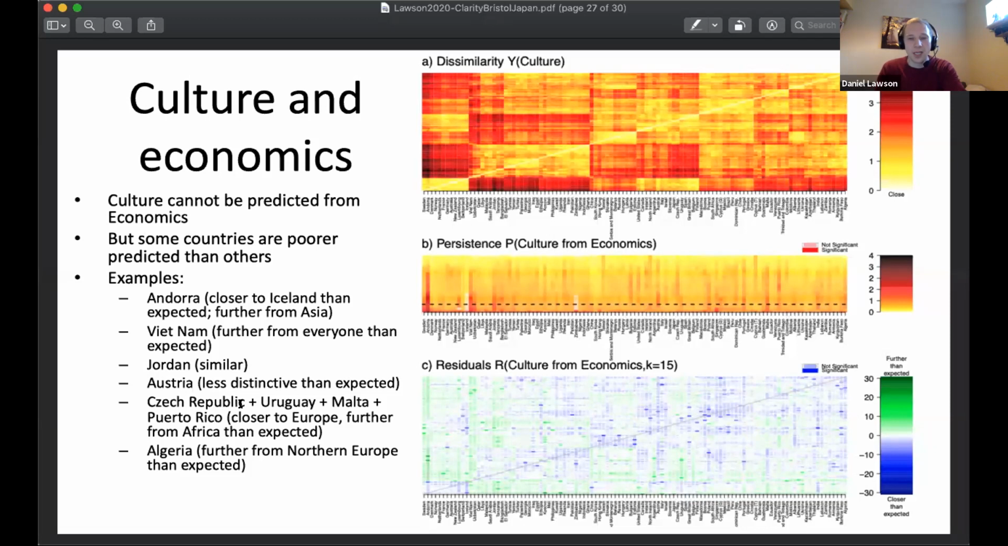And then jumping down to the examples at the bottom. Places in South America, such as Uruguay and Puerto Rico, as well as places in the kind of outer ring of Europe, such as Malta and Czech Republic, these are much more culturally similar to Europe than would be expected on their economics alone. Algeria is in the opposite direction. It's further from Europe. So looking into all of this, it all makes sense, and it allows us to draw inferences and form hypotheses that can then be tested with follow-on analyses.